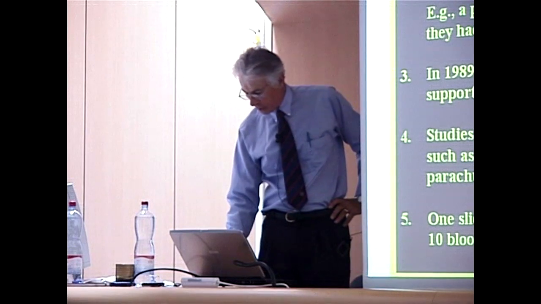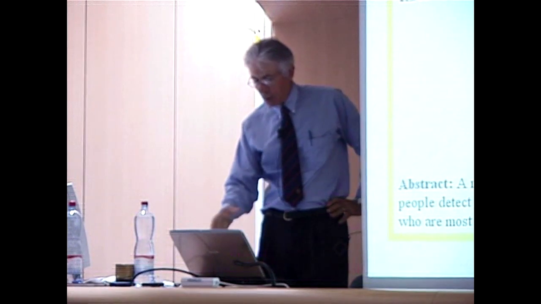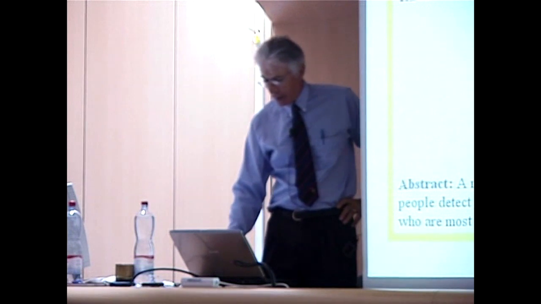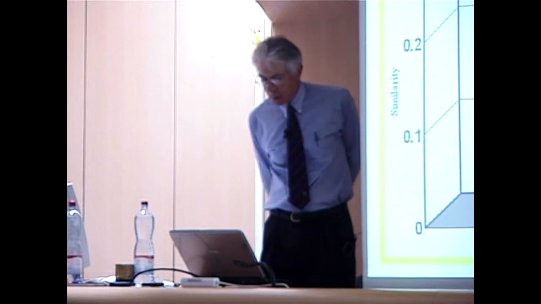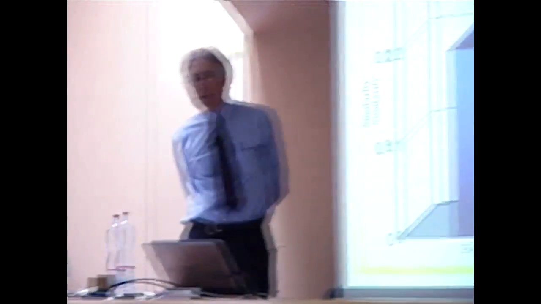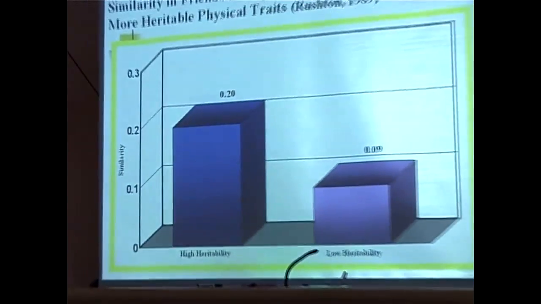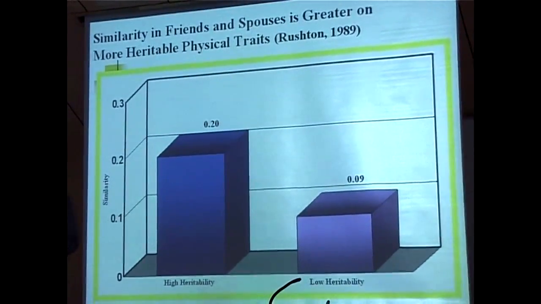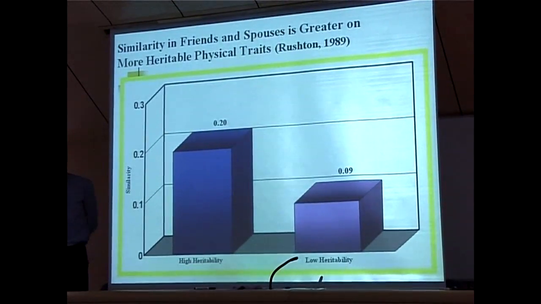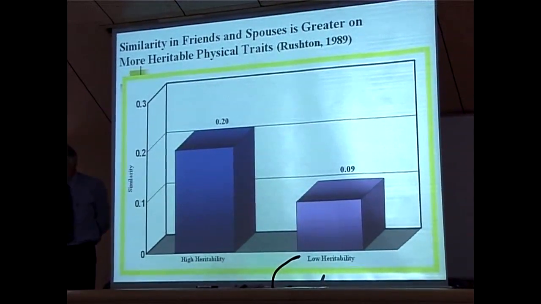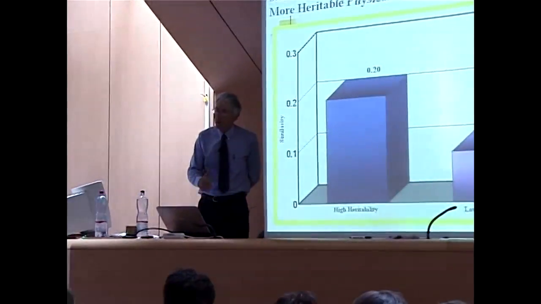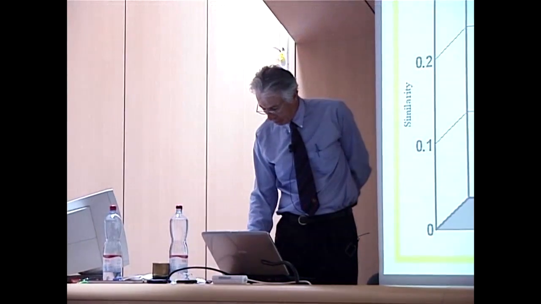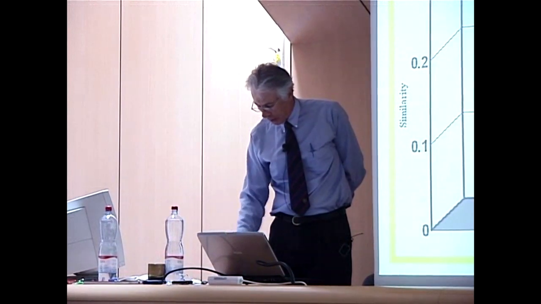This is sort of an introduction to the next stuff. Rushton wrote an article on this a few years ago, 1989. And basically what he finds is that traits that are more heritable, that are more genetically influenced, seem to be the traits that people assort more on. That is, friends are more similar in things that have stronger genetic influence, and not as similar on things that show less heritability, less genetic influence.